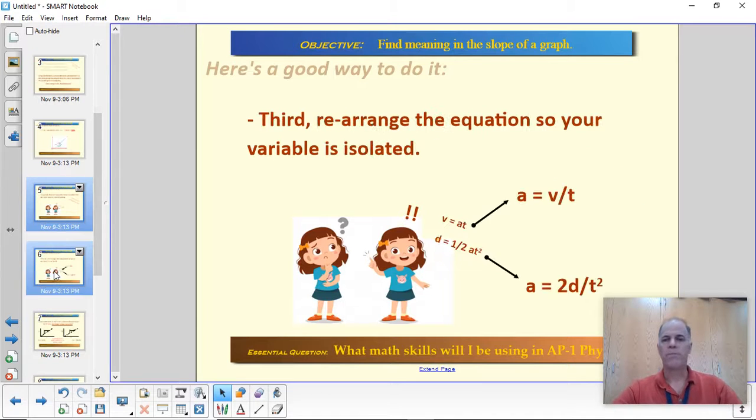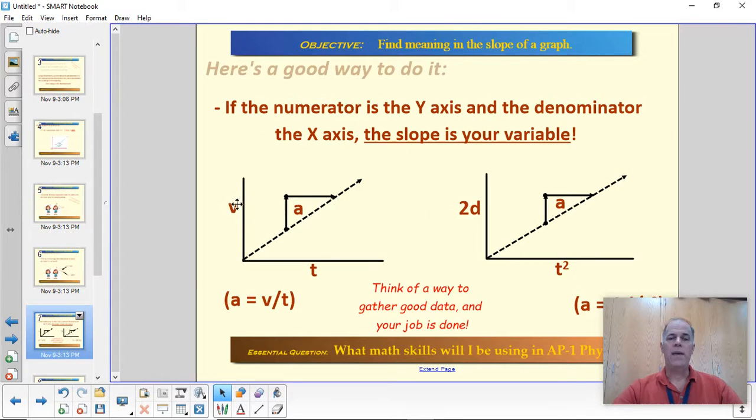Okay, next, we rearrange our equation so the variable that we want is isolated. So v equals at, we can transform into a equals v over t. It's the same equation, it's just rearranged somewhat. d equals 1/2 at squared, we can rearrange to a equals 2d over t squared. Same equation, we just have the acceleration symbol on a side all by itself. Then finally, we make a graph where the y-axis is the denominator.